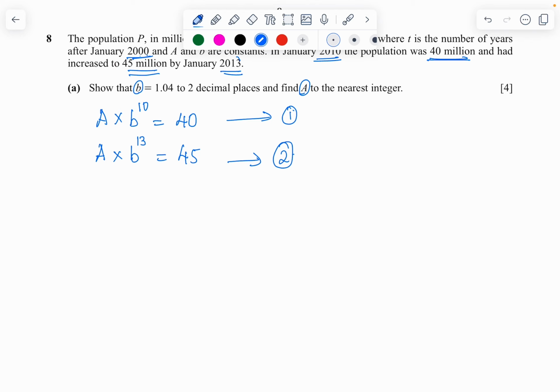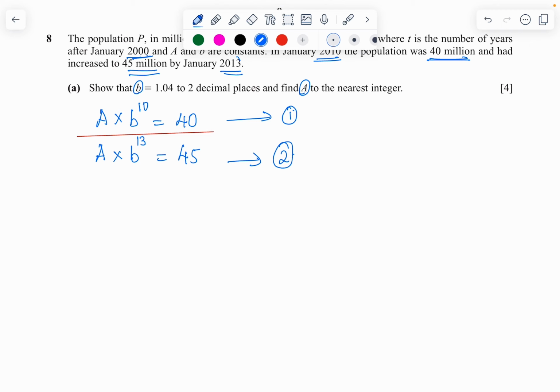So basically, I'm going to divide them. Is it okay? Whenever the equations are in a plus or minus form, we just add or subtract them. But whenever the equations are in the times form, we have to divide them. All right, so I'm going to divide it.